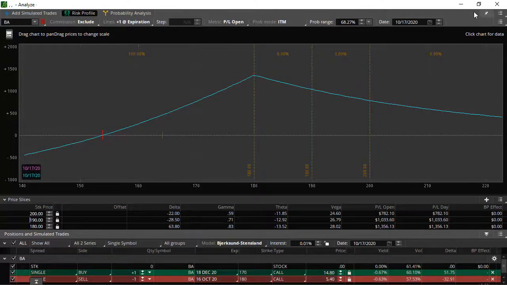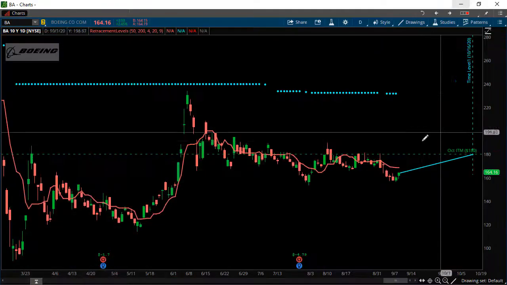Yep. So there's a couple of different ways we could also do this. We could also say we want to go up to, let's look at the chart again.